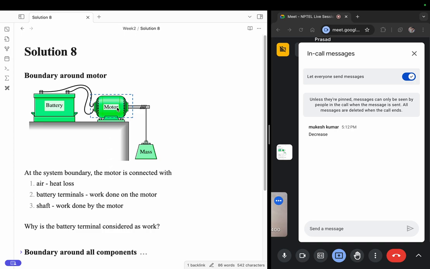So is this part clear? For the motor, is it clear?